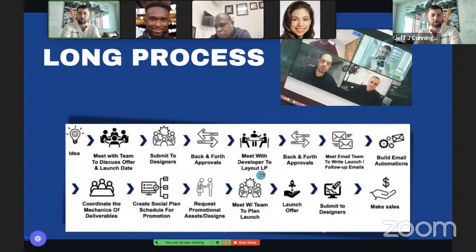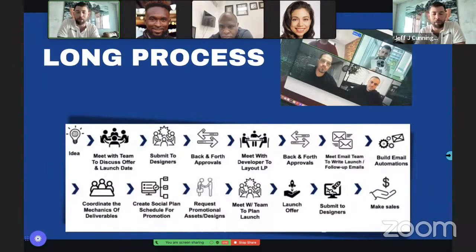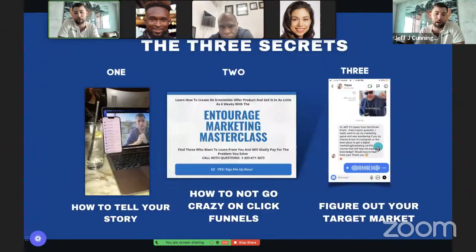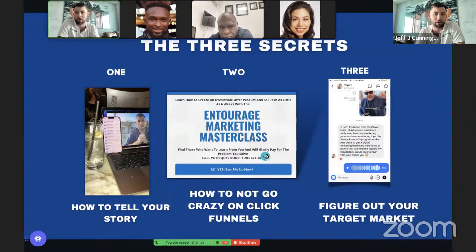This is the long process that if you bring it on, we do a lot of this, although we do it a lot faster for our clients. They get from right up there to here because we knew this process. Figure out your target market, who you're talking to. Don't go crazy on ClickFunnels, okay? You can do this really with a Calendly page and the right words on it, and then just a video to tell your story. You can do it right with your phone right now.